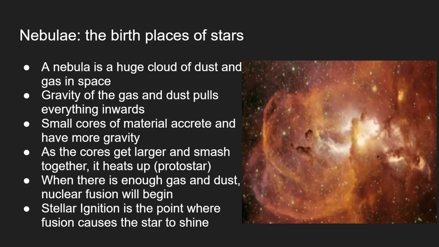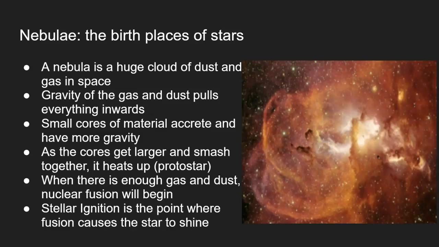A nebula is a huge cloud of dust and gas in space. A lot of matter just kind of floating around. Gravity of the gas and dust pulls everything inward. So what'll happen is you'll get some little clumping, and because that has a little bit more gravity, it'll start to pull other things in towards it, and eventually those clumps get bigger. Small cores of material accrete and have more gravity, so now you're getting things that are larger and larger. As the cores get larger, they smash together, so now you're getting bigger chunks that are then hitting and fusing together. I shouldn't say fusing, it's not fusion, but they're sticking together.